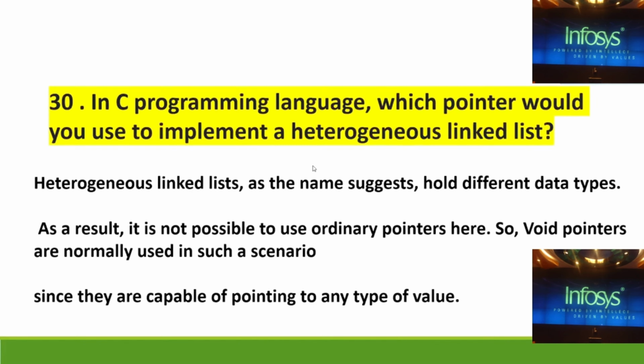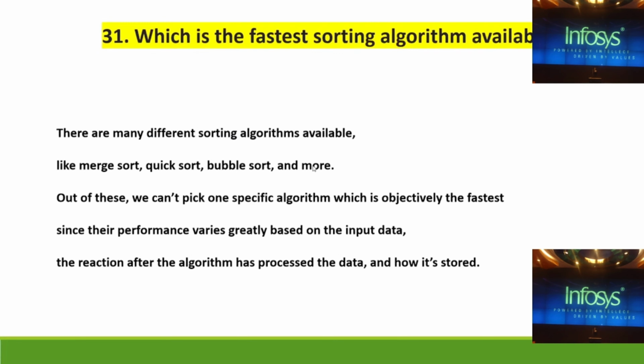So in C programming language, which pointer would you use to implement a heterogeneous linked list? A heterogeneous linked list, as the name suggests, holds different data types. As a result, it is not possible to use ordinary pointers here. So void pointers are normally used in such a scenario, since they are capable of pointing to any type of value. This is the main point: capable of pointing to any type of value.